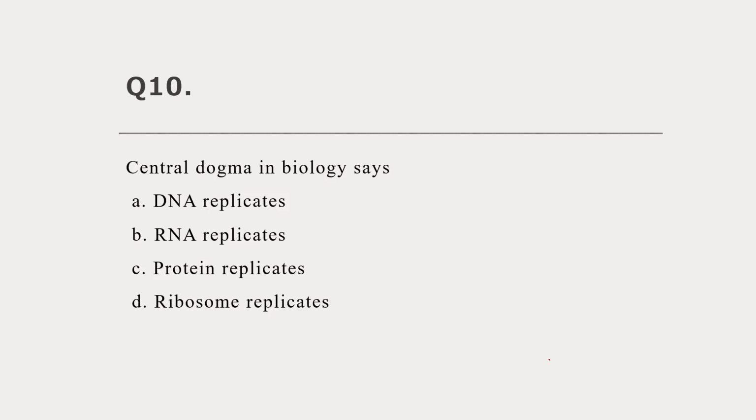Central dogma in biology says DNA replicates, RNA replicates, protein replicates, or ribosome replicates. It is quite simple.